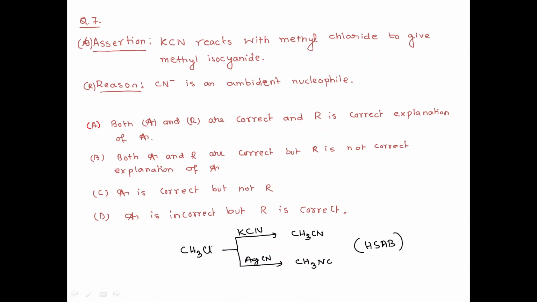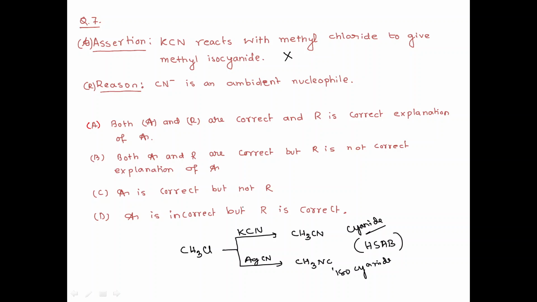So you have to remember that for methyl chloride, or any alkyl chloride, if it reacts with KCN, that essentially gives you alkyl cyanide. But if you react with AgCN, then it essentially gives you isocyanide. So you can know that the assertion is not correct.